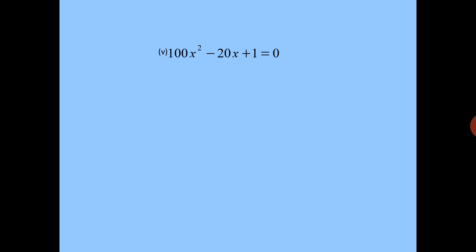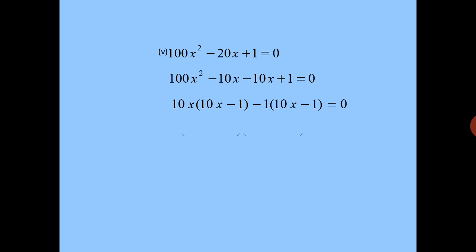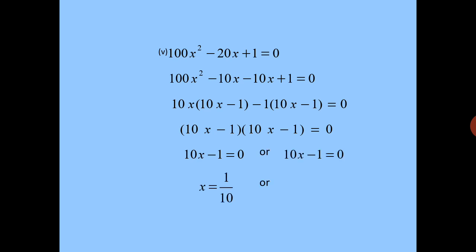The fifth sub question, it's quite easy. Again you have two similar brackets. Solve it and you get x equal to 1 by 10, 1 by 10. Again you have equal roots. So try them.